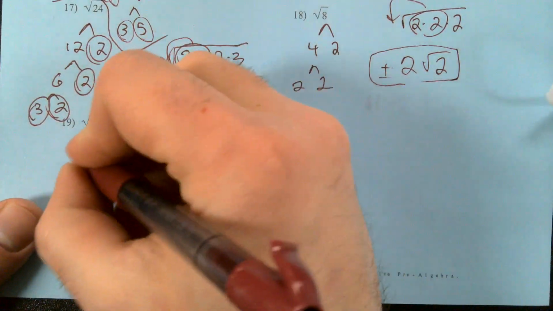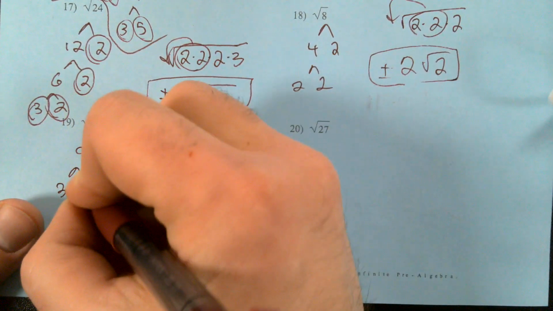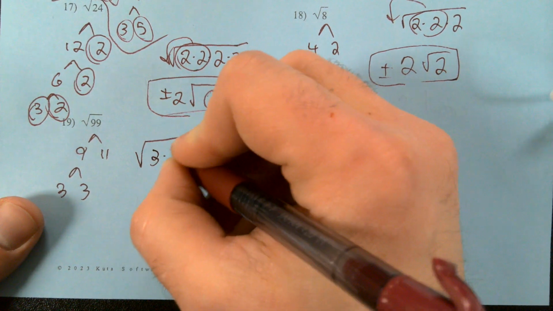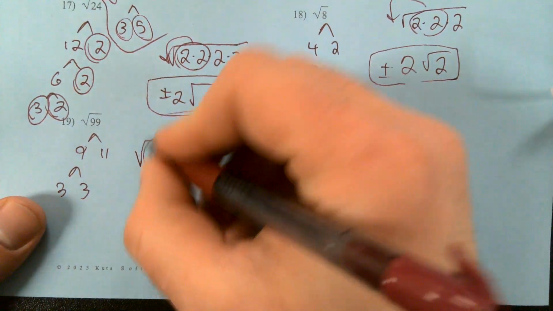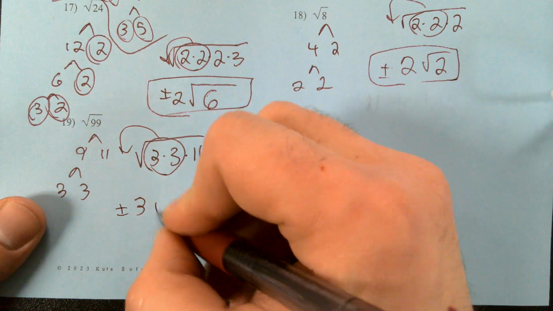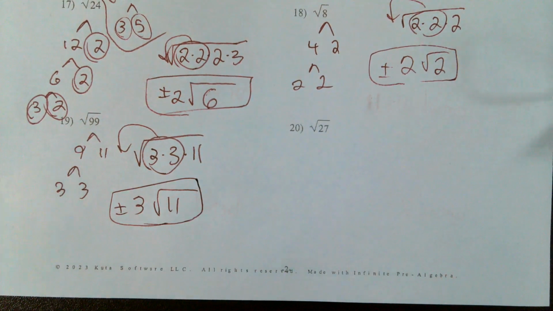Number 19, 99 is 9 times 11. 9 is 3 times 3. So our prime factors are 3, 3, and 11. Bring those 3s out in front. 11's left behind.